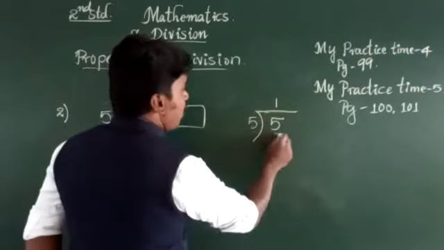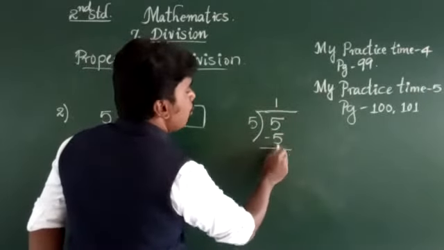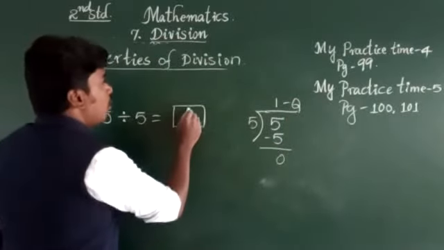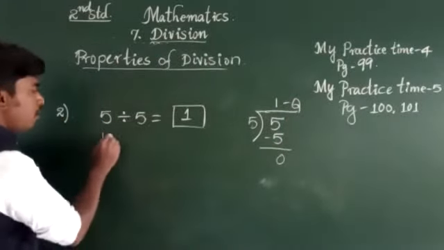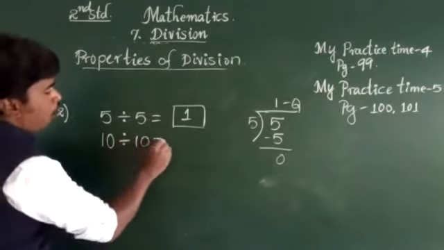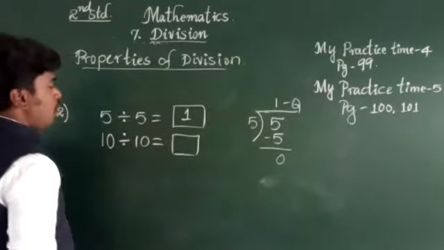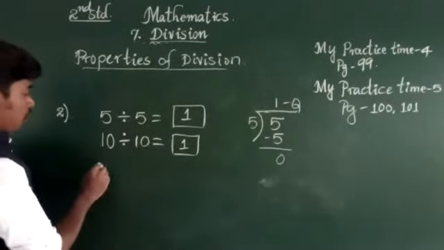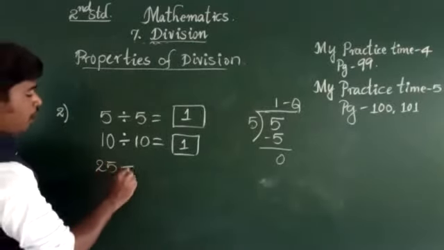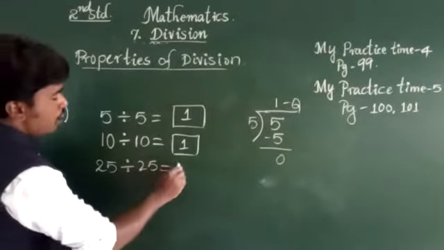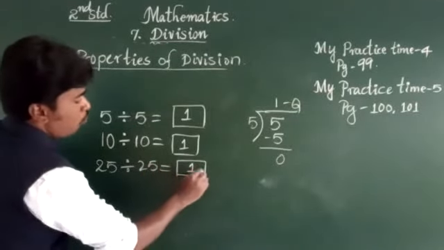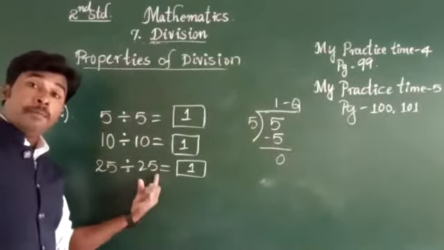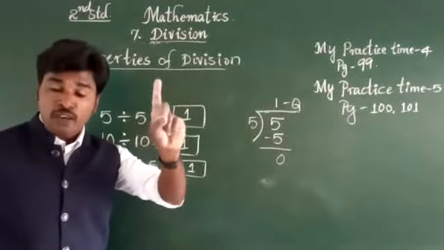5 ones, 5 only. So what is the remainder? 5 minus 5 is 0. This is the quotient. Similarly, 10 divided by 10. What is the quotient you are getting? 10 divided by 10 is 1. 25 divided by 25, what is the answer? It is 1. When you divide any number by the same number, the quotient is 1.